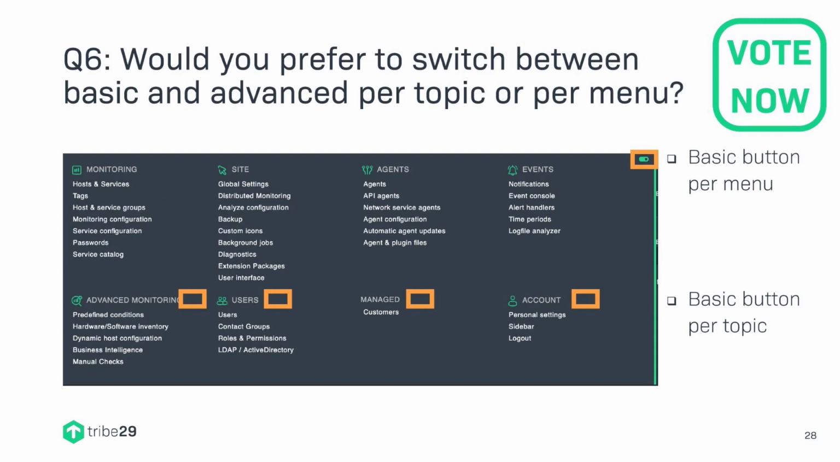Question 6. This is a version we haven't implemented in the mockup. That is switching between basic and advanced in the mega menu or in other menus through a single button, as I showed you. Or you could have a button per topic. So every topic has its own basic and advanced switch. That would be a possible variation.